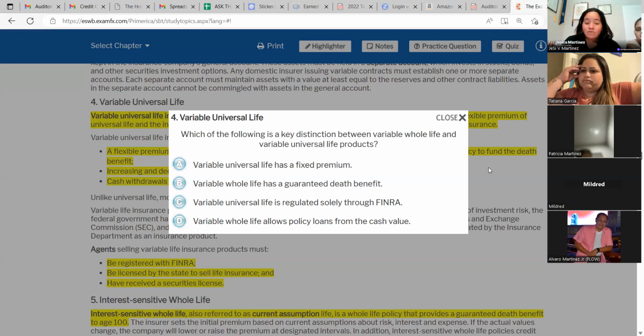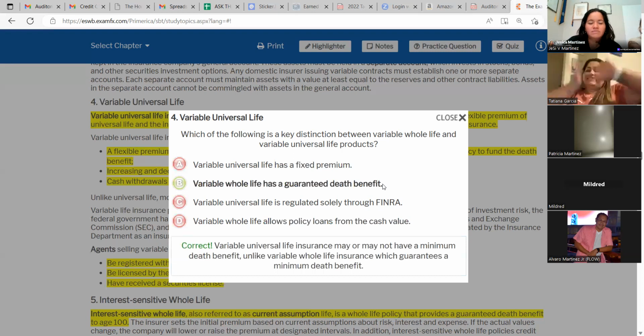So I think automatically we can take C out, because we went through all those accounts and we know it has to be regulated by more than one of them, because now you're getting into the marketplace. So it's more than one. So C can go out. Let's say D maybe. Variable whole life allows policy loans from the cash value. It does. Variable universal life also allows the cash withdrawals. Whole life, variable universal life, fixed. No, let's see. It's a flexible premium, so it's not A. Would it be B then? Variable whole life has a guaranteed death benefit. B. Good job.